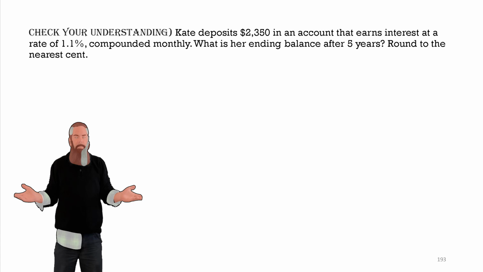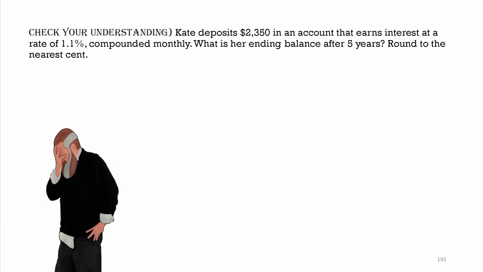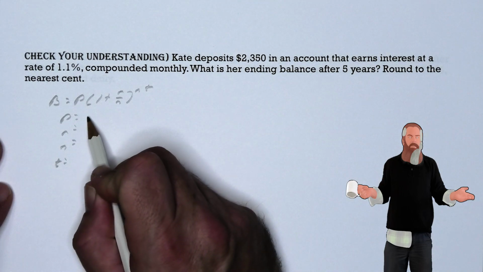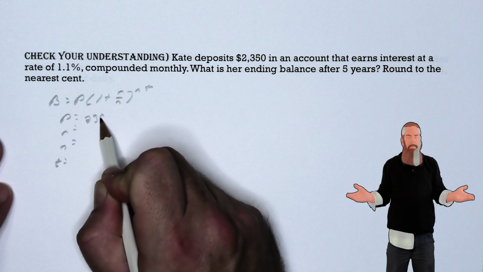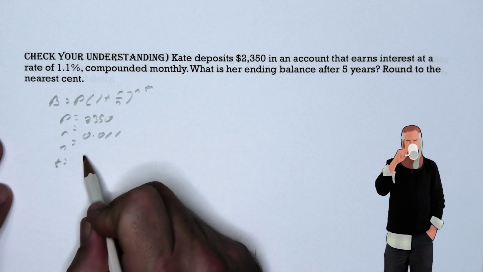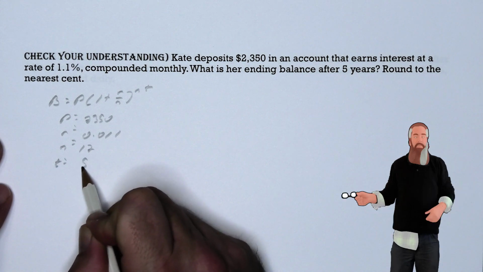Let's check our understanding of this. Kate deposits $2,350 into an account that earns interest at 1.1% compound monthly. What is her ending balance after 5 years, rounded to the nearest cent? Let's identify the variables where P is $2,350, R is 0.011, N is 12, and T is 5.